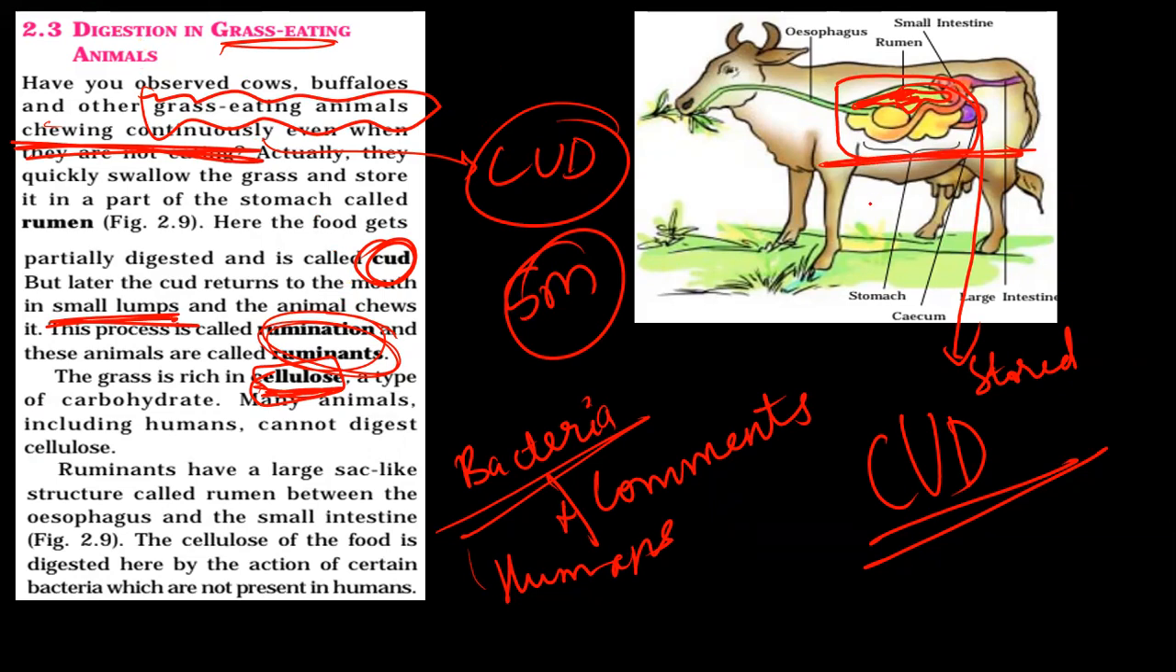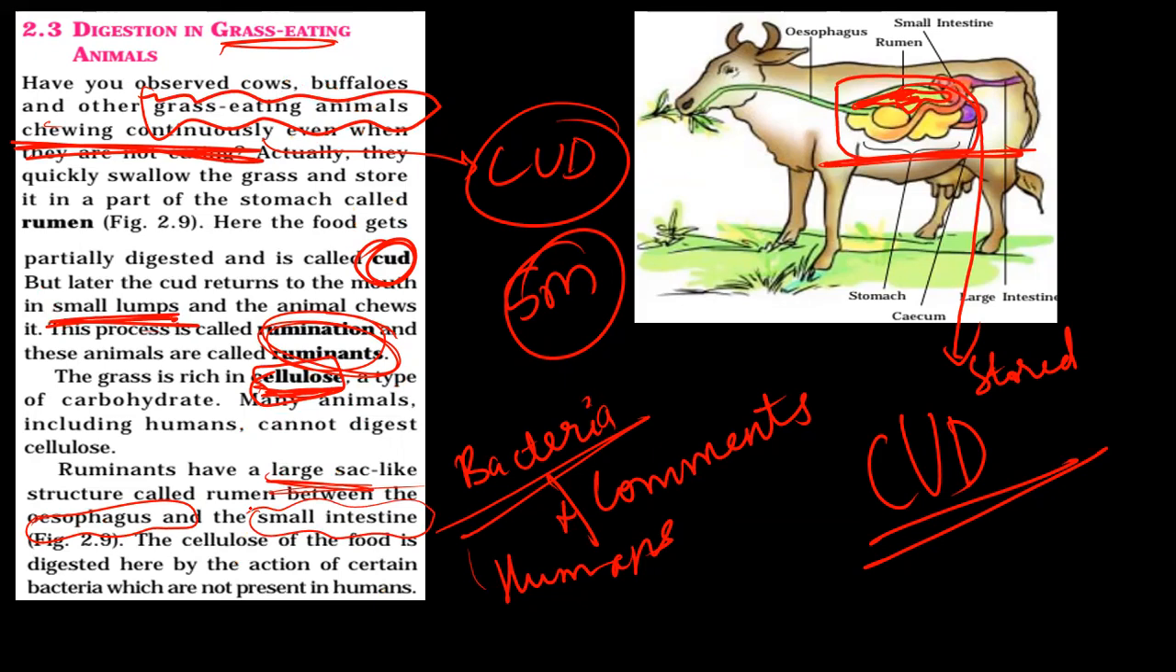So do not forget to learn this diagram even when it comes to human digestion. So yes, this was about digestion, that is, digestion in grass-eating animals. They have a certain bacteria which you have to find out and tell me in the comments, and which humans don't have. They actually digest this cellulose, as you can see, in a large sac between their esophagus and their small intestine, in a part of their stomach.